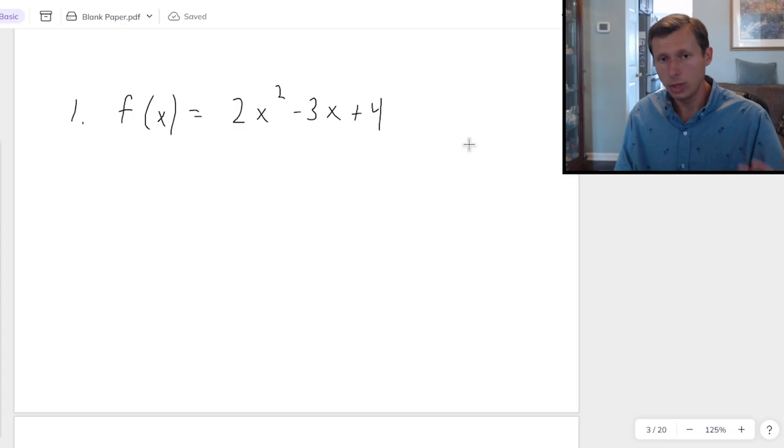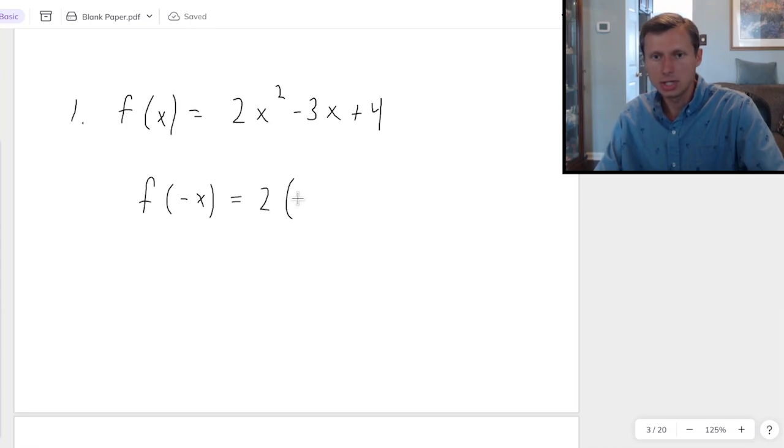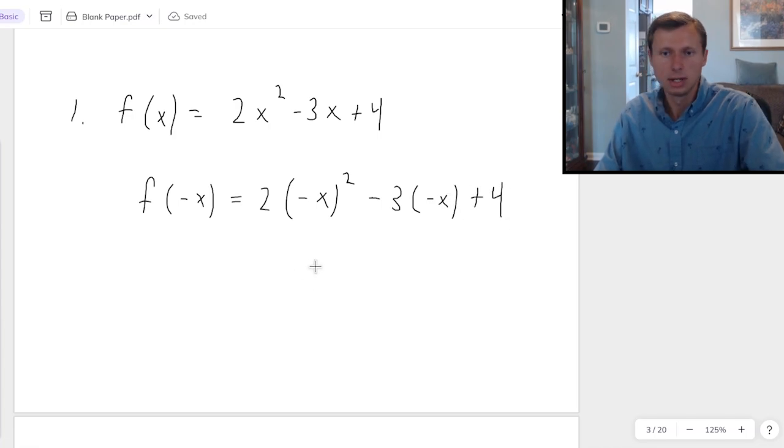So I'm going to do this first one with you. It's always a good idea to check for even first, and I'll explain why in a minute. But to do the even check, all you got to do is find f of negative x, which looks like this. 2 times quantity negative x squared minus 3 times negative x plus 4. So here, negative x squared, because it's an even power, it becomes positive. So it's positive 2x squared. The negative 3 times negative x will become plus 3x, and the plus 4 stays as plus 4.